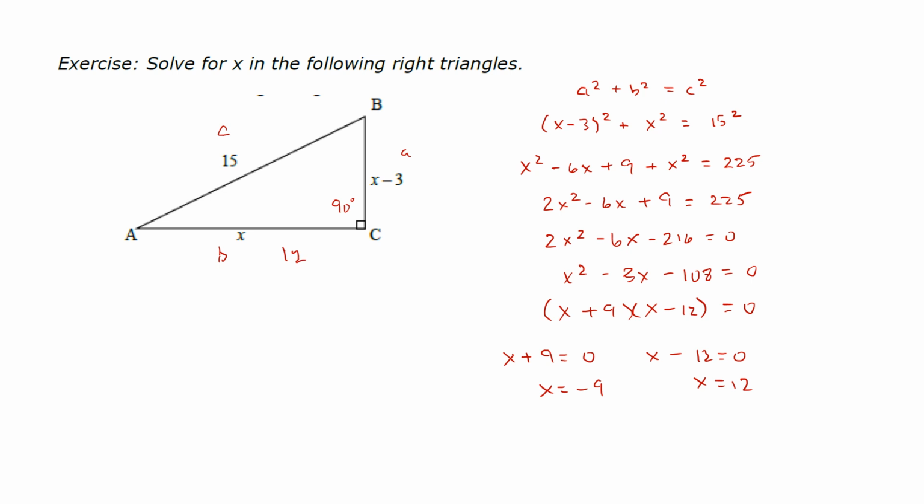And if we plug in 12 for x minus 3, we would get 9. Okay? And so we know the longest side is still the hypotenuse, and then we have our two legs, 12 and 9. So for our solution, since a side cannot be negative, x equals 12.